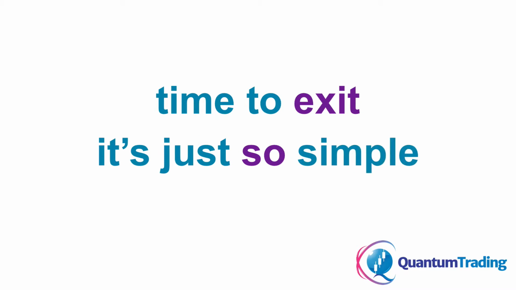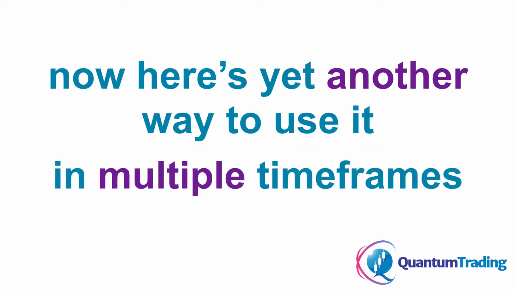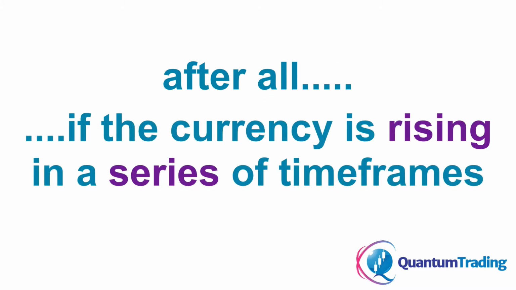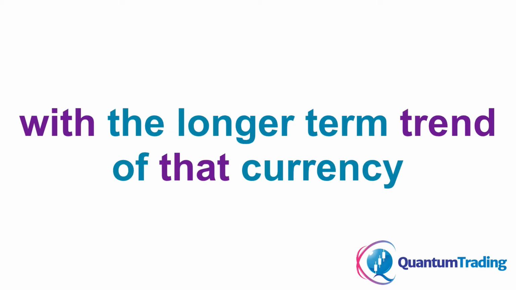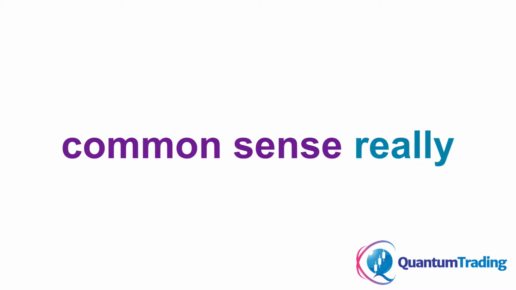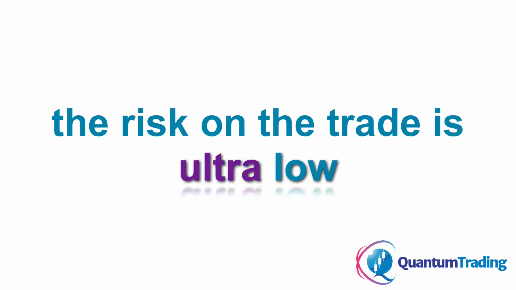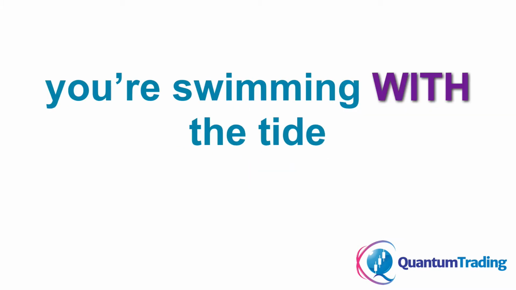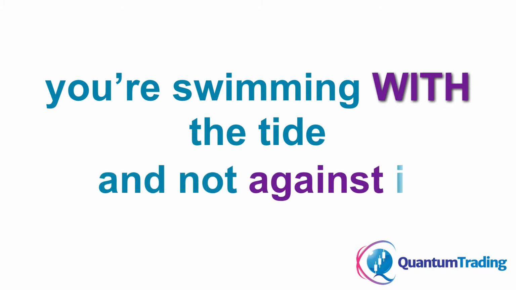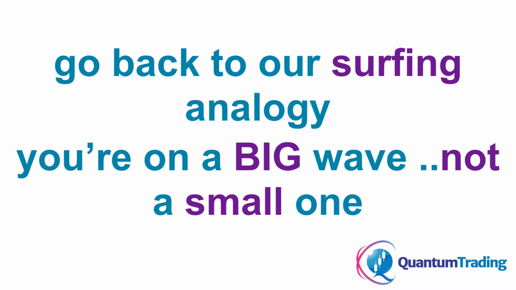It's just so simple. Now here's yet another way to use it, in multiple time frames. After all, if the currency is rising in a series of time frames, then you're going to be trading with the longer term trend of that currency. It's common sense, really, and that means one thing, that the risk on the trade is ultra low as you're trading with the trend across the time frames. You're trading with the flow. You're swimming with the tide and not against it. And to go back to our surfing analogy, you're on a big wave, not a small one.